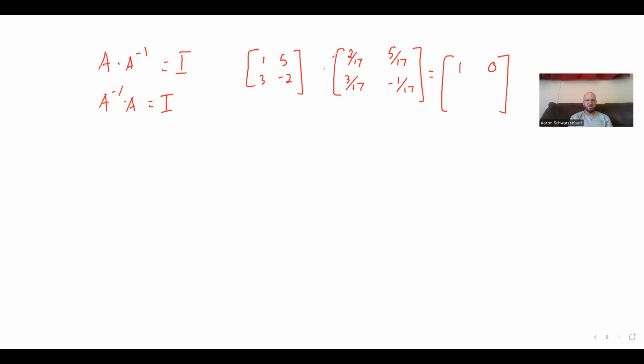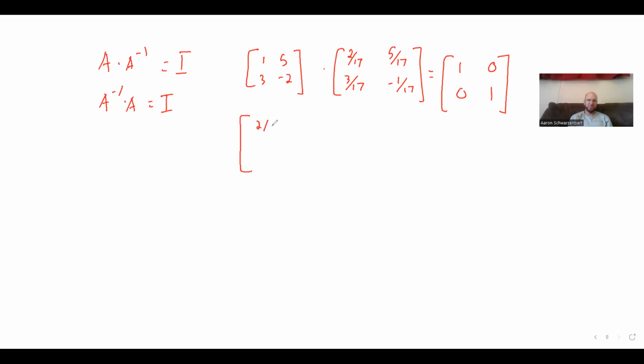Row 2 times column 1, 3 times 2/17 is 6/17. Negative 2 times 3/17 is negative 6/17. Those add to 0. 3 times 5/17 is 15/17. Negative 2 times negative 1/17 is 2/17. 15/17 plus 2/17 is 17/17, or 1. That worked out.